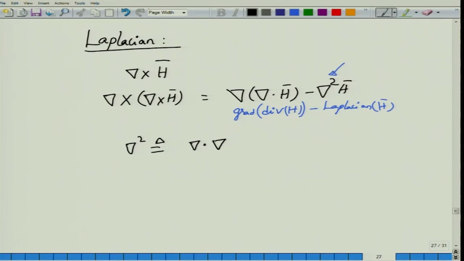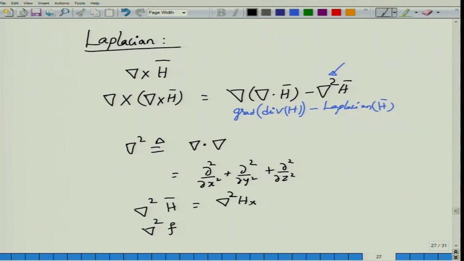For the Cartesian coordinate system, this is very simple. This becomes del square by del x square plus del square by del y square plus del square by del z square. Okay. So you can apply this del square onto a vector, or you can apply this del square onto a scalar. The meaning of application of this del square or the Laplacian on a vector is that you are applying this onto each of the components and the result will be a vector.